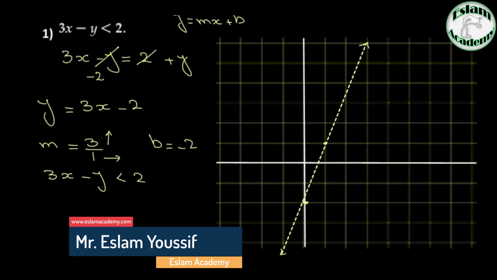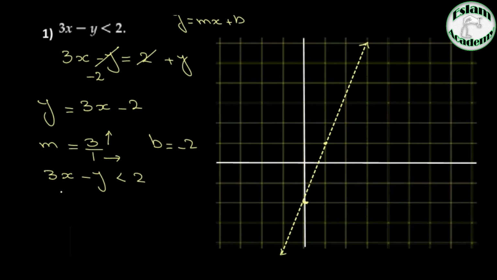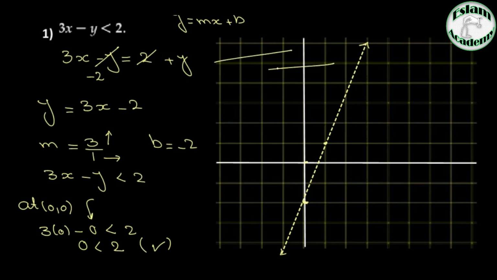This line divides the graph into 2 parts, the right part and the left part. Now which part will be the solution of the graph? Choose any point like 0 and 0, and check if this point belongs to the solution or not. So we'll say at the point 0 and 0, can we say that 3 times 0 minus 0 is less than 2, by substituting into the inequality and checking if this inequality is right or wrong? You will find that 3 times 0 equals 0, minus 0 equals 0. Is 0 less than 2? So this inequality is right. It means the part that contains the point 0 and 0 is part of the solution. So we'll shade this part.